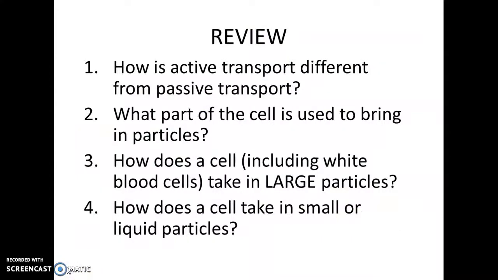Here's your last chunk of review questions. Go ahead and talk to your neighbor about these 4. Active transport is going to be different from passive because we're going from a low concentration to high concentration, and we're using energy to do that.